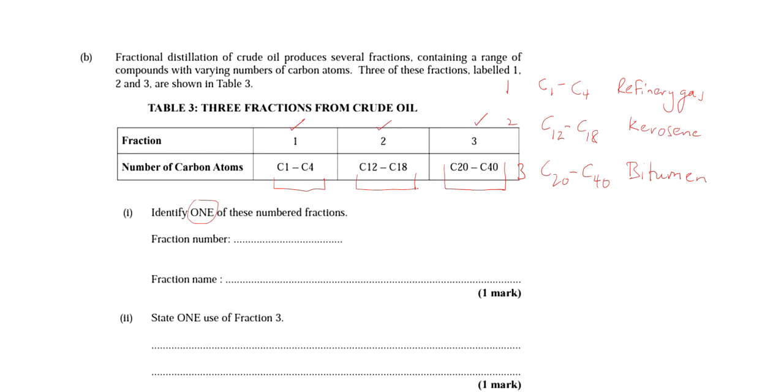And then the command said state one use of fraction 3. So if fraction 3 is bitumen, then we know that we use bitumen to pave the road. So we basically use it for road surfacing. Alright.